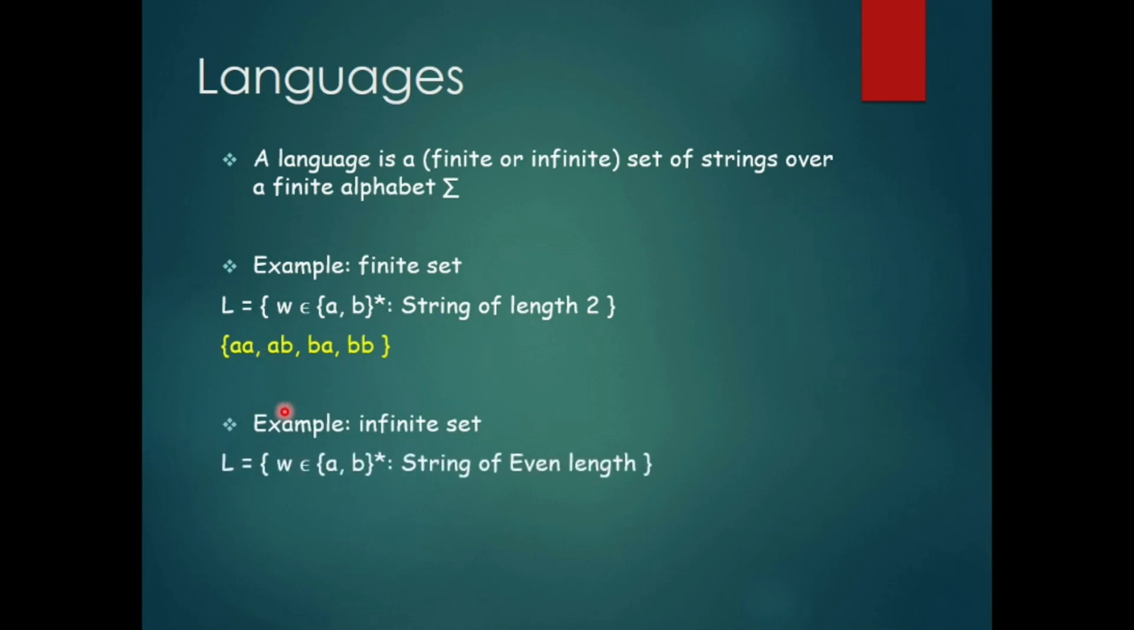L is equal to, again made up of the same alphabet set, and strings of even length. Now the even length strings which are a combination of A and B are infinite, isn't it? Starting from a string of length 0, which is epsilon. So this is an example of a language that is an infinite set, starting with epsilon, then a string of length 2, then followed by a string of length 4, and so on, which goes up to infinity.